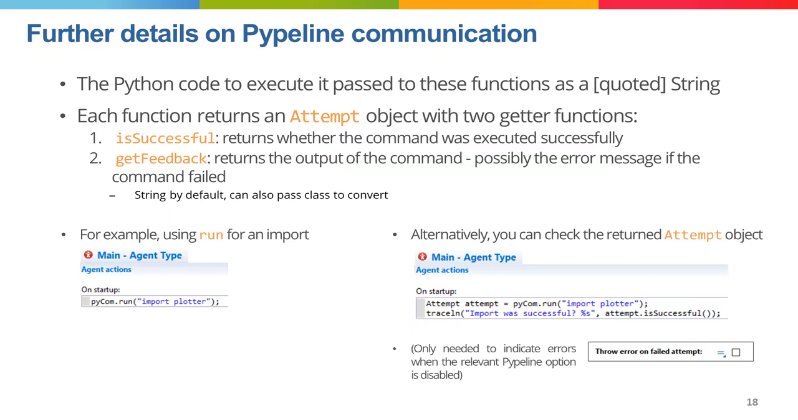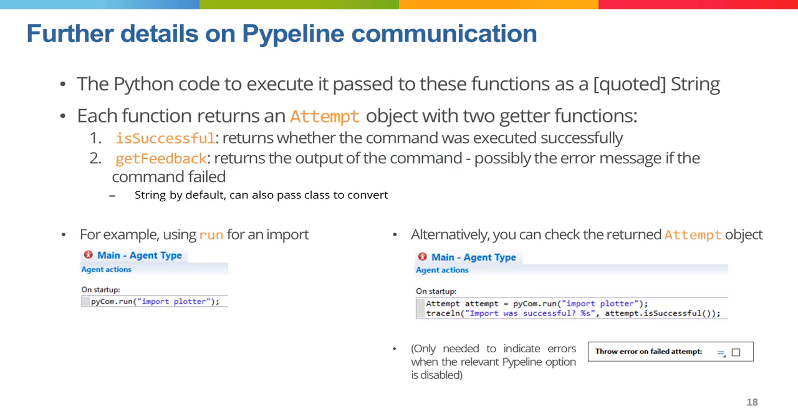Both of these functions take a string as input, representing the Python code that you want to execute. Another shared behavior of both is that, for the most part, they return a custom object type called attempt. The attempt object has two components to it, one to indicate whether the Python command evaluated successfully. The second retrieves the output from the command, if there was any. If there is an error in executing the command, in other words, if the isSuccessful function returns false, the getFeedback function will contain that error message. This is primarily useful when you disable the property for throwing a model error if the Python command fails. Assuming there were no errors, the getFeedback function will instead return nothing when called from the run function, and the command's output when called from the runResults function. I'll get into more details about this in the next section.